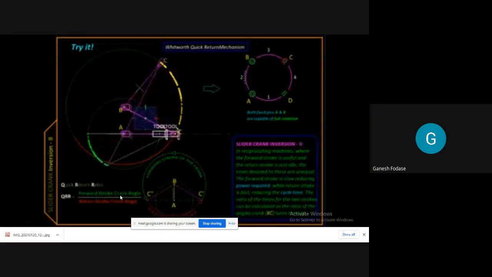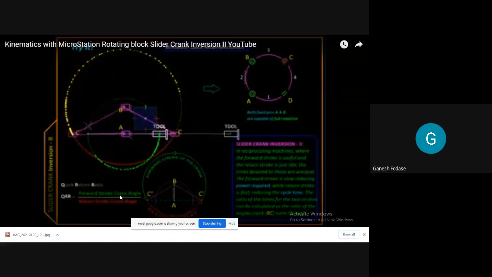You can see further we are moving it. Again, the tool is moving forward. So this is your forward stroke, from this C to this C. And you observe the angle turned during this forward stroke is more, while the angle turned during the return stroke is less. So what happened due to this angle turn, more and less? Less time during return and more time during forward stroke. Going back means less time. Okay.